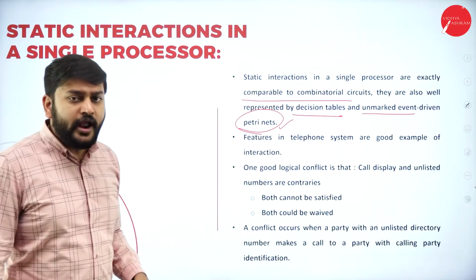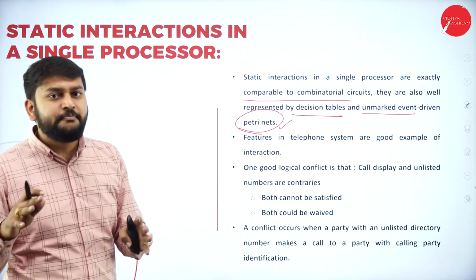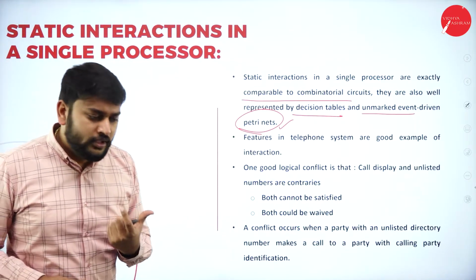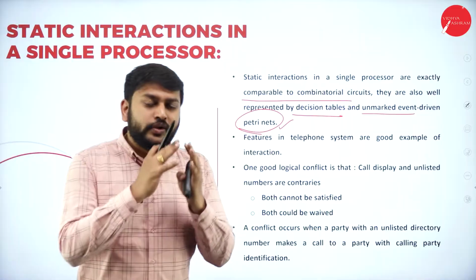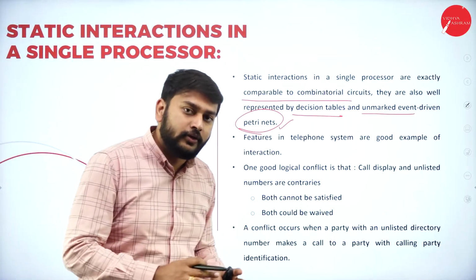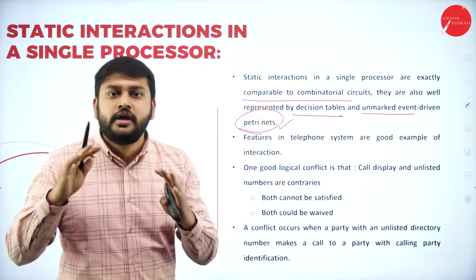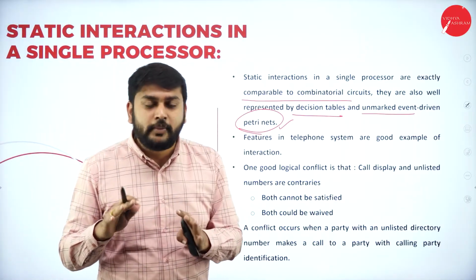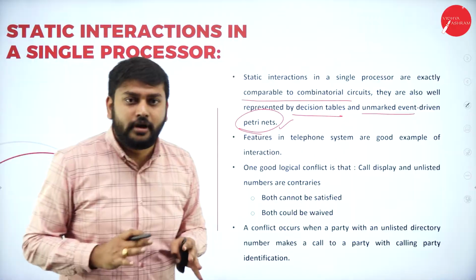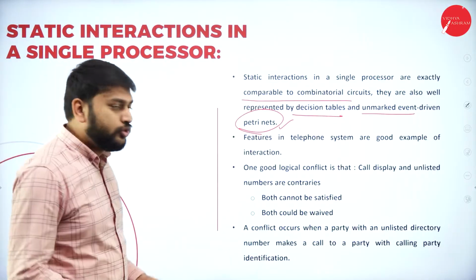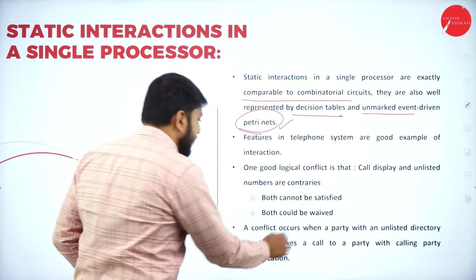So that is the first point, and they have given a beautiful example with respect to the telephone system. What is the example that they are giving? So they are considering two important things. One is unlisted number, okay? Another one is call display. Unlisted number in the sense I have not stored the number in my phone. That's what I will call an unlisted number. Okay, so that's what they are trying to take to give the example of contraries.